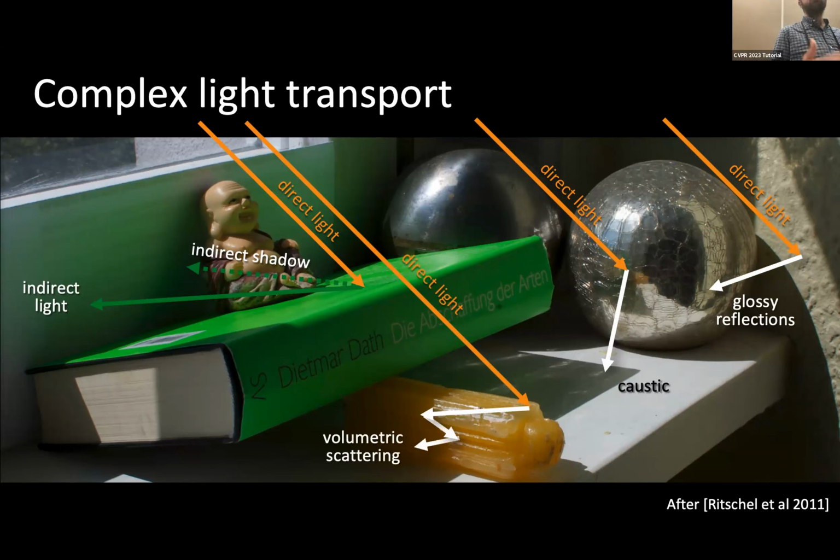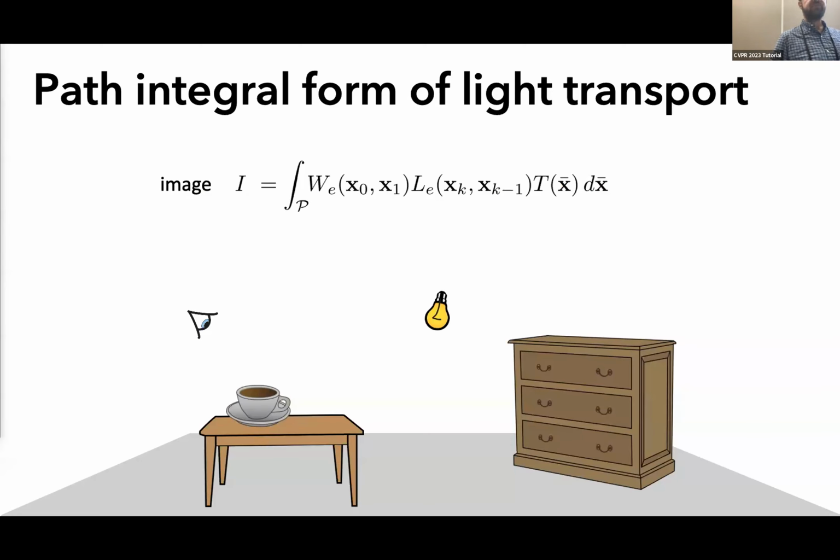Or we can even have volumetric scattering, so light that travels inside materials and therefore can produce very different types of appearances. So we are concerned with algorithms that can efficiently reproduce all of these types of effects. And in fact, throughout the tutorial, we'll see how we can generalize these algorithms to capture more and more complex light-material interactions, like acousto-optic effects, speckle, and so on.